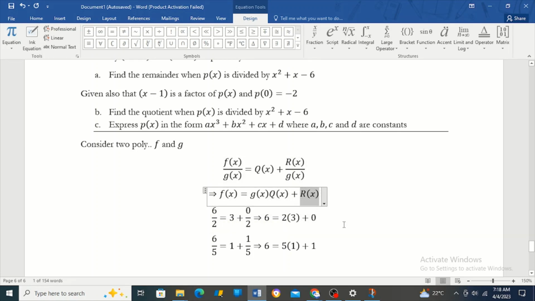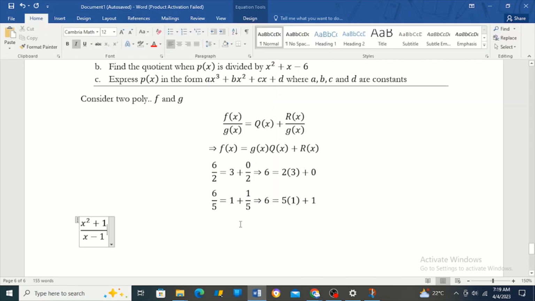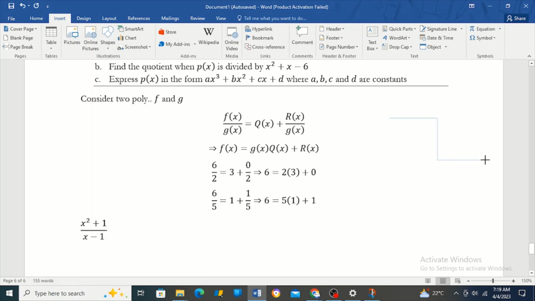Now let us do some little divisions. If I give you x squared plus 1 divided by x minus 1, we always do long division. So when we do long division, let me see how I can do long division and you see clearly. Now let us see if there is any shape that defines a long division. So let me just do it here.